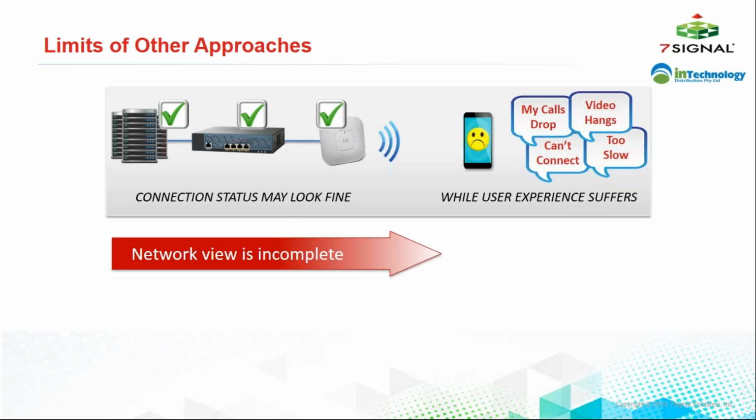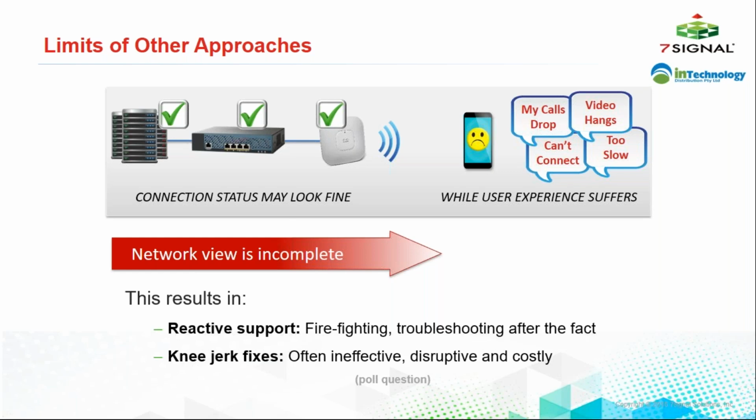The other thing that we might see in Prime is the utilization in terms of how many clients are connected to the network, what their bandwidth is, all of these things. But we don't see anything with regards to can't connect to the network, or it's very slow and sluggish, or calls are getting dropped. It's incomplete. So again, this is going to result in reactive support.